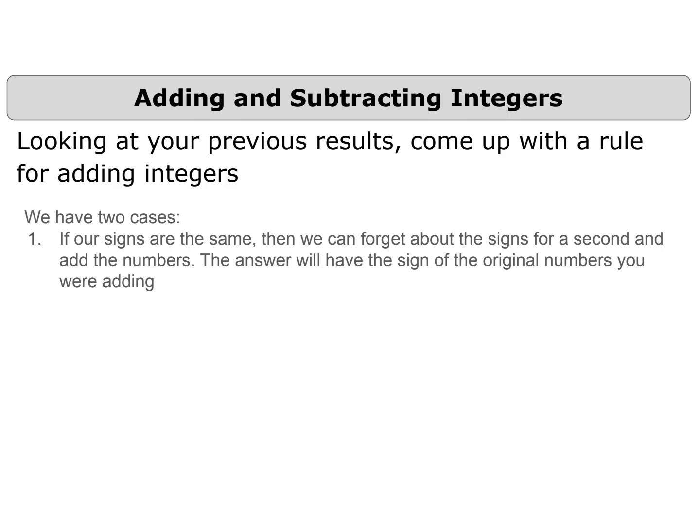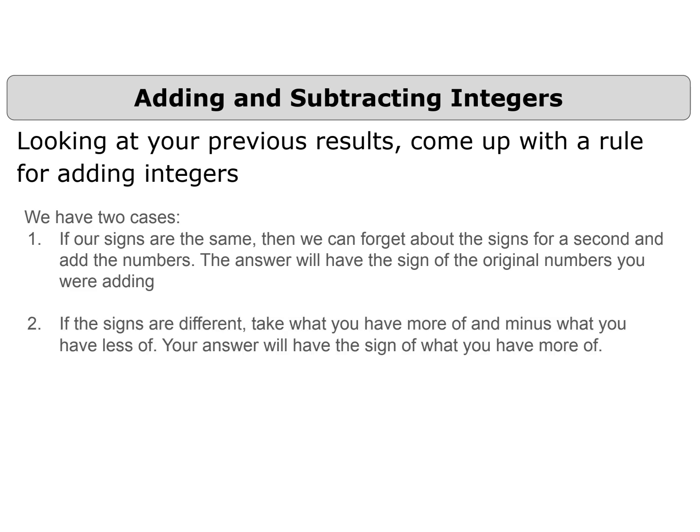So we really have 2 cases. If our signs are the same, either both are positive or both are negative, then we can forget about the signs for a second and add the numbers together. The answer will be the sign of the original numbers we were adding. If the signs are different, take what you have more of and subtract what you have less of. Your answer will have the sign of what you have more of.